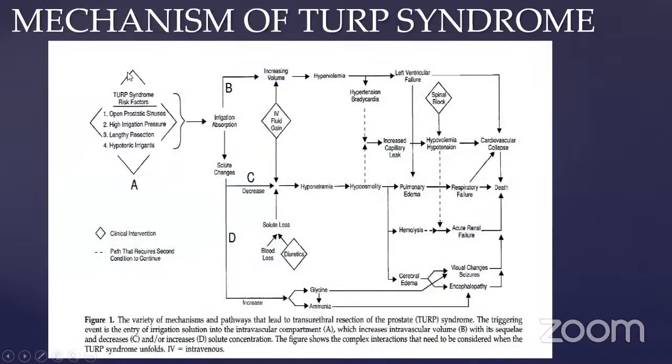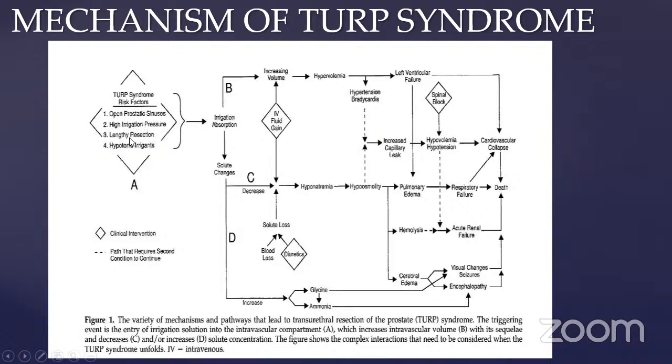This is a schematic diagram that shows the mechanism of TURP syndrome. TURP syndrome risks are open prostatic sinuses. The more sinuses open, the more the patient is prone to TURP syndrome. Another risk is high irrigation pressure, the high pressure of the irrigation fluid being used. The height of the irrigation fluid should be maintained at almost 60 centimeters from the operating table. The more the height, the greater the pressure of the irrigation fluid.